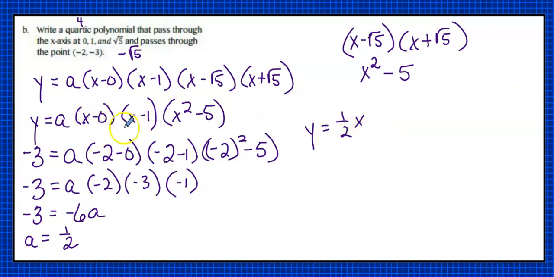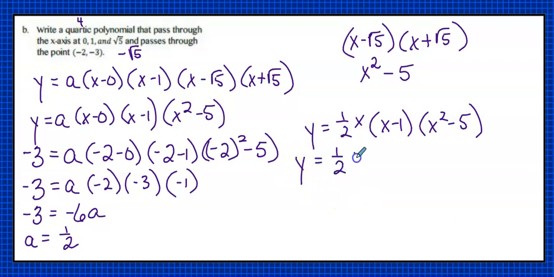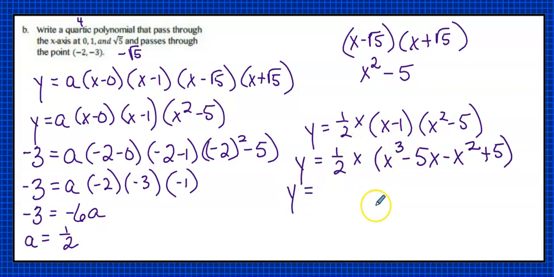I can put the x there now instead of the x minus 0. X minus 1, x squared minus 5. And then I can multiply these two binomials. And then I'm going to multiply this x in. And then I'll do the 1/2 last.